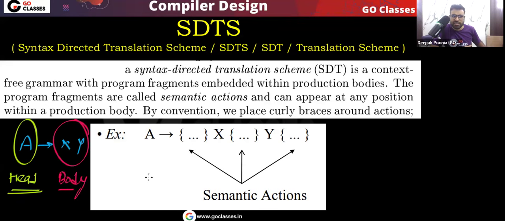So what is the definition of syntax directed translation scheme? It is a context free grammar with program fragments embedded within production bodies. So in this production body, we embed program fragments. These program fragments are called semantic actions. The semantic actions can appear at any position within the production body. You can see a semantic action can appear here, or between X and Y, or at the right end of the production body. Very simple.